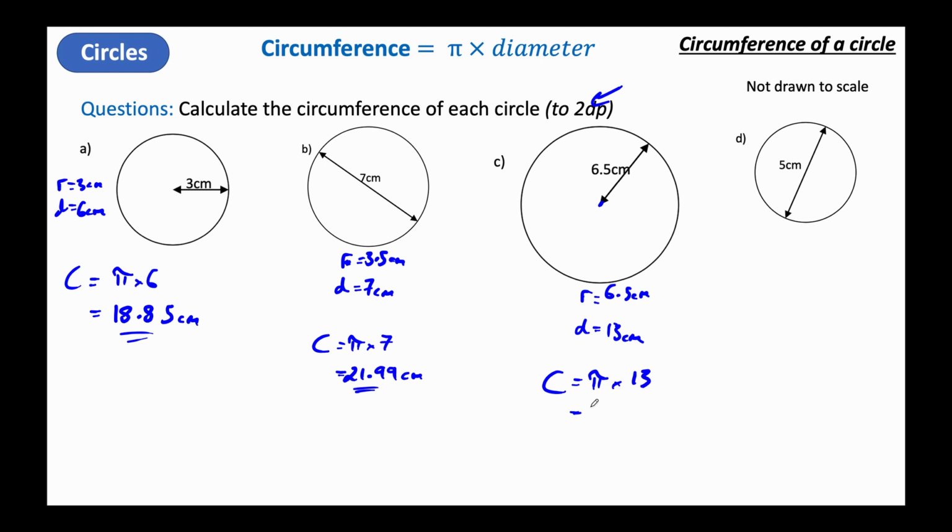So pi times 13 equals, to 2 decimal places, 40.84 centimeters. That is the distance around this circle, the circumference. And the last one, r equals, d equals. This is a diameter, so the radius will be half of that, only from the center to the outside. So that will be 2.5 centimeters.